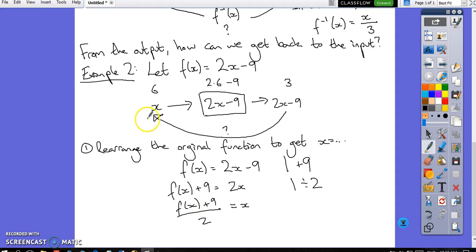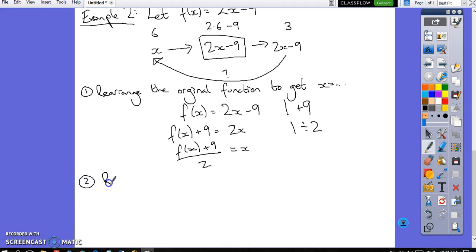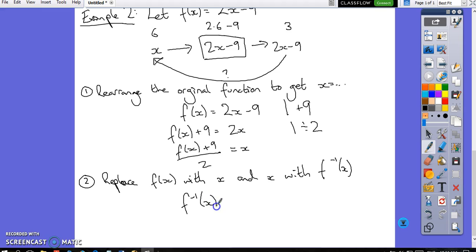In the inverse function, we're just switching those around because we want to go from this output to this input. So now, replace f of x with x, because that'll be the input of our inverse function, and x with the inverse function notation, f to the minus 1 of x, because that will be the output of our inverse function, as we're going back to here. So we have f to the minus 1 of x is equal to x plus 9 over 2.